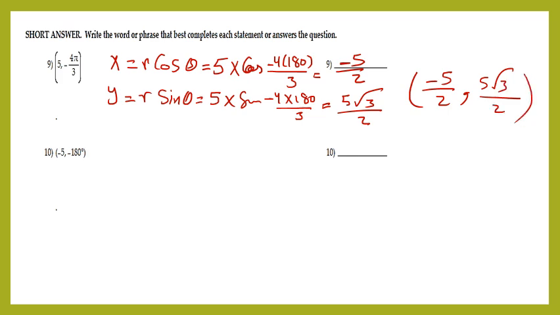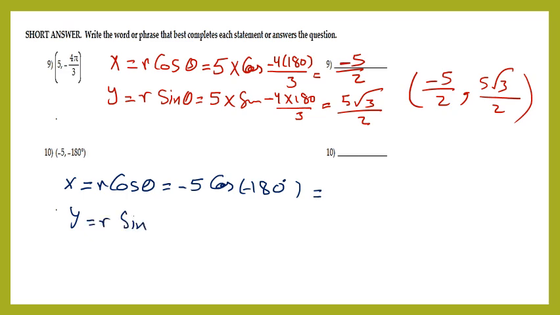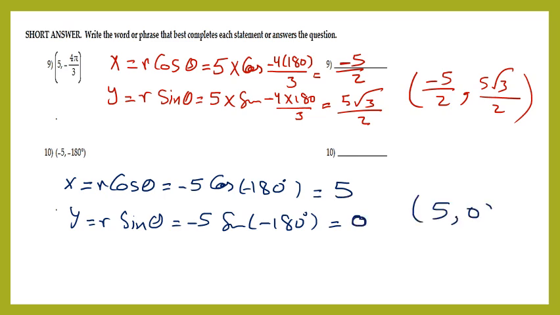For the second one, x is equal to r cosine the angle, so it's negative 5 multiplied by cosine of negative 180, and y is equal to r sine the angle, so it's negative 5 multiplied by sine of negative 180. For the first one, the answer is 5, and for the second one, the answer is 0. So the point as x and y is 5 and 0.